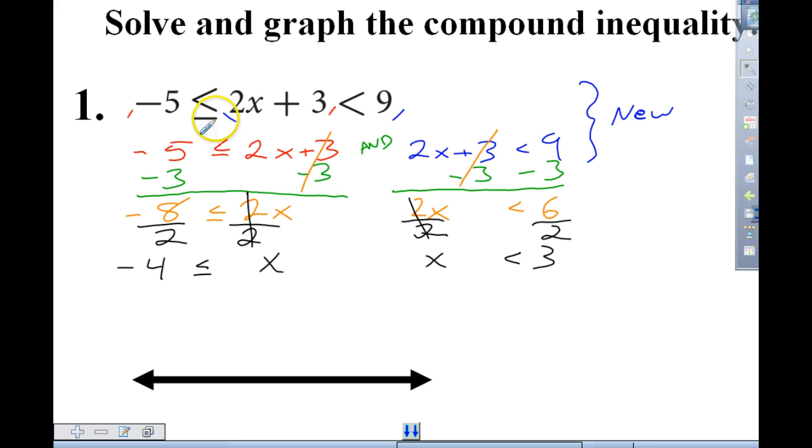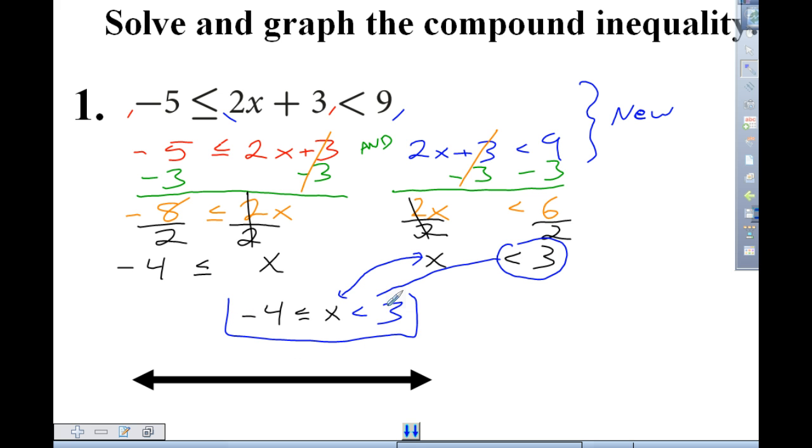So much like we just split it up into two inequalities, let's take our answers and put them back together. So take the -4 less than or equal to x, then take this part. Remember, combine this x with this x, they're the same thing, so really you're just adding on less than 3. So what does this mean?